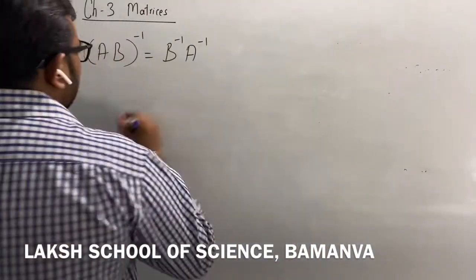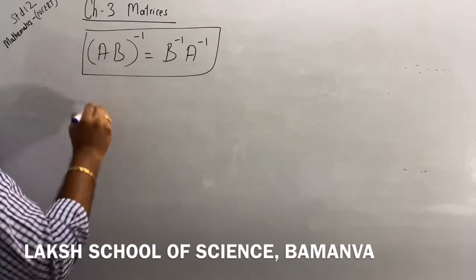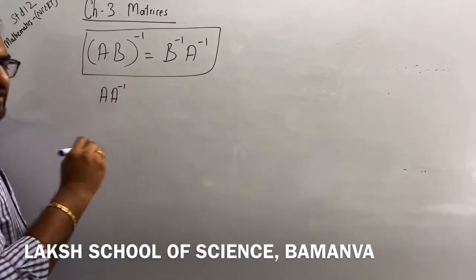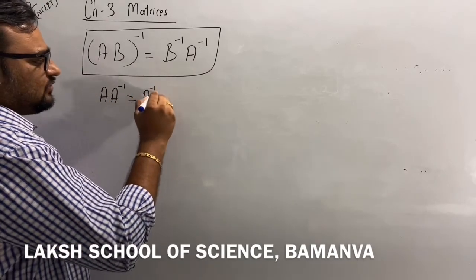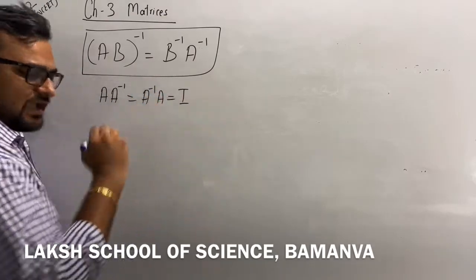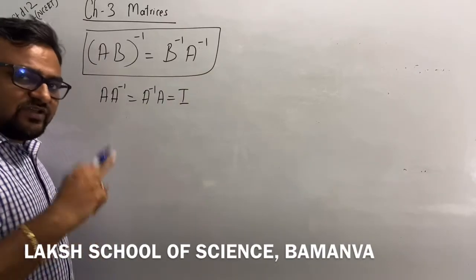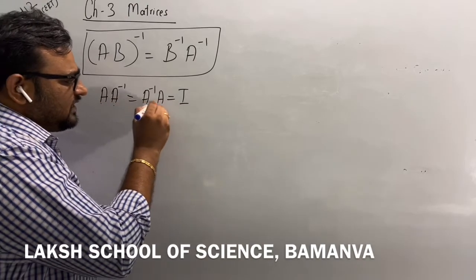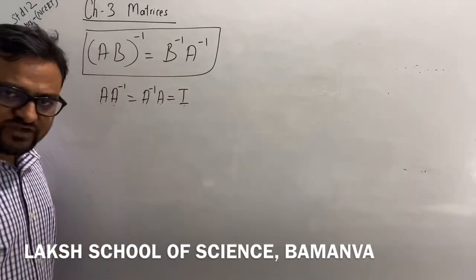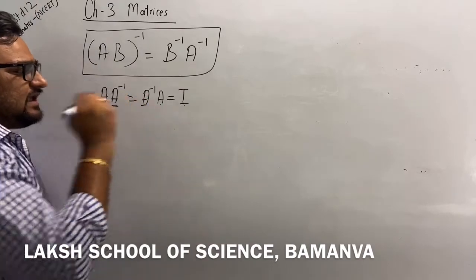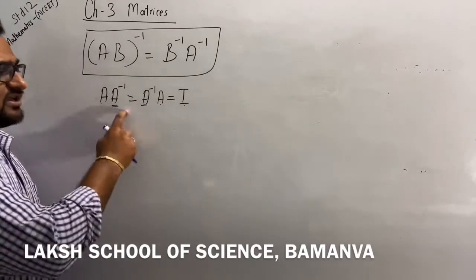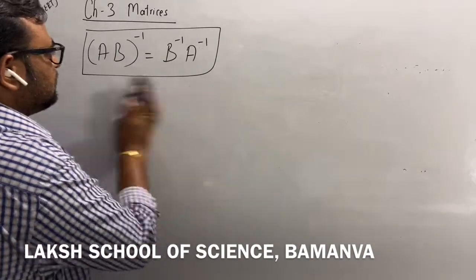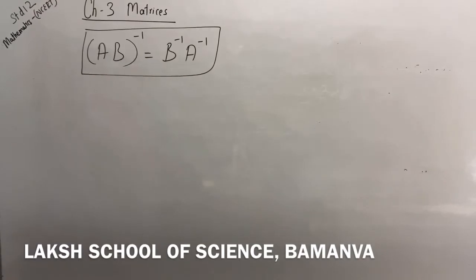But before that, I will tell you one more important property. A into A inverse is equal to A inverse into A equal to I. How? Previously we studied that AB equal to BA equal to I, then B is called inverse. So instead of B, I am writing A inverse. Okay, so we will be using this thing here. So let's start to prove this.